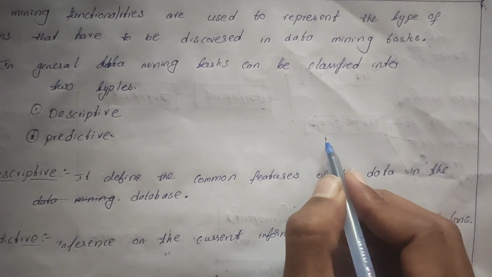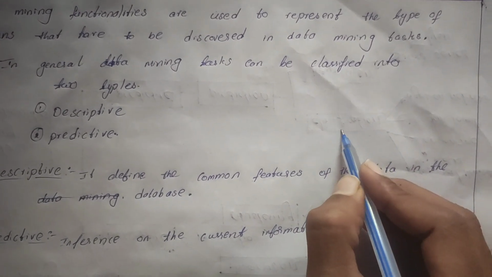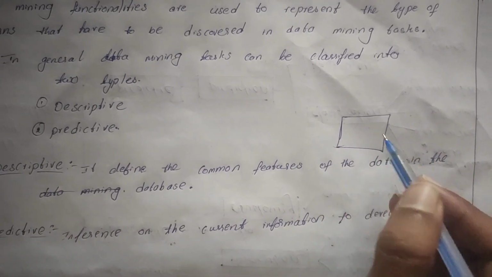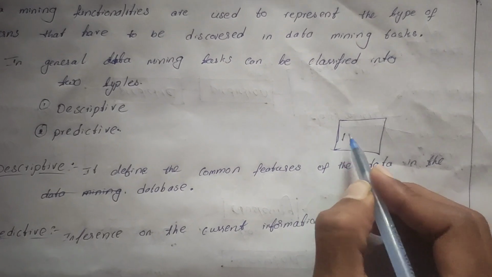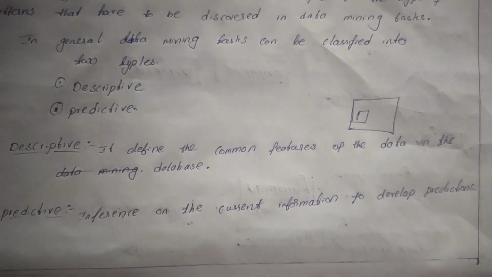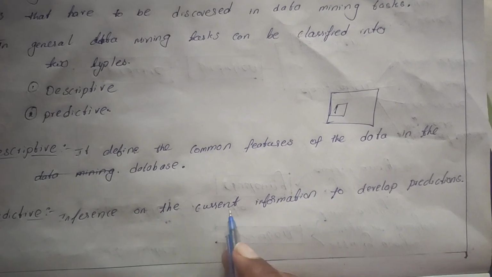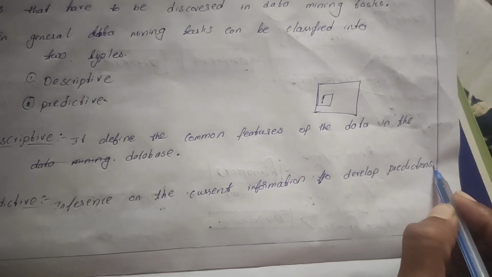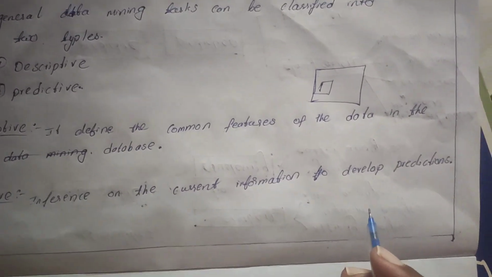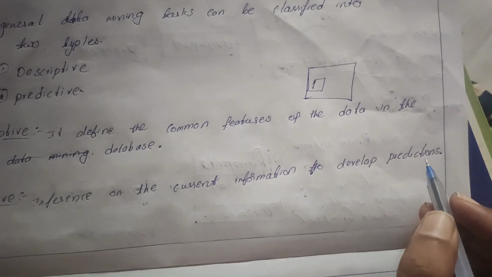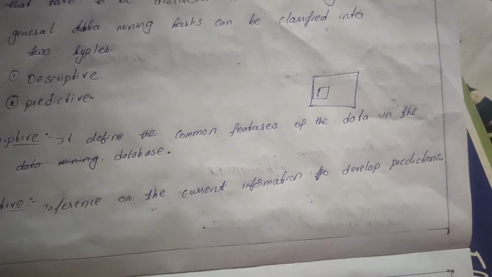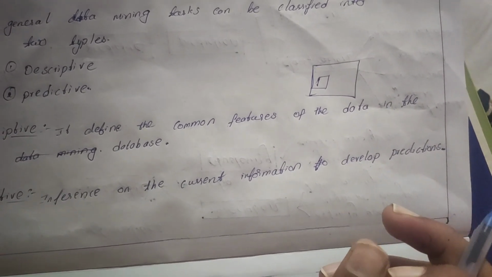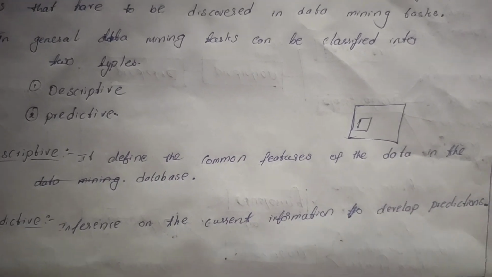For example, a database contains data, and within the data, descriptive mining defines the common features of that data. Next, predictive. It makes inferences on the current information to develop predictions. It gives us the information which is used to develop the predictions of the data.